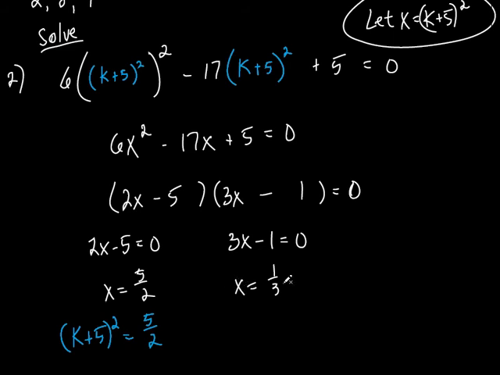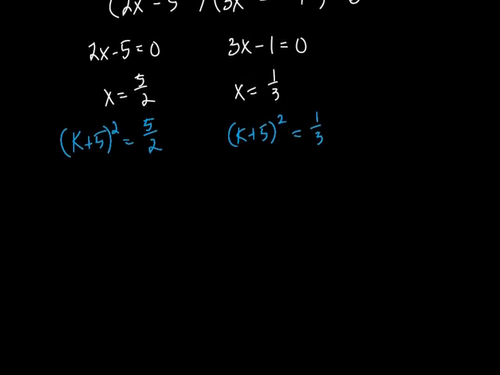So instead of x equals 1/3, what did we say x is equal to? K plus 5 squared. So instead of x equals 1/3, it's k plus 5 squared equals 1/3. It's just substitution, okay? We just substituted it back in because we let x equal k plus 5 squared, and we just replaced that x with that. And now we can go ahead and actually solve for k at this time.